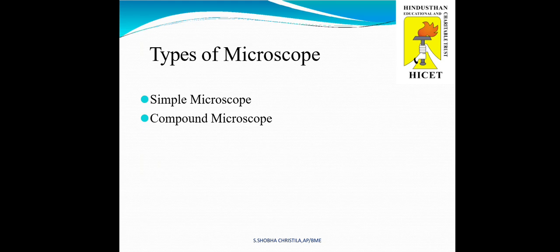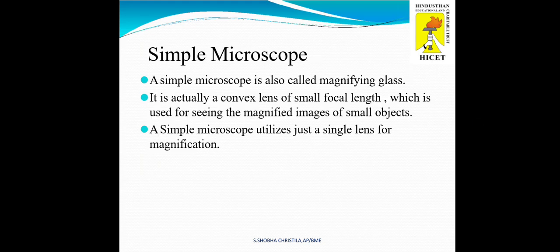Types of microscope: simple microscope, compound microscope. Now we will see about simple microscope. A simple microscope is also called magnifying glass. It is actually a convex lens of small focal length which is used for seeing the magnified images of small objects. A simple microscope utilizes just a single lens for magnification.